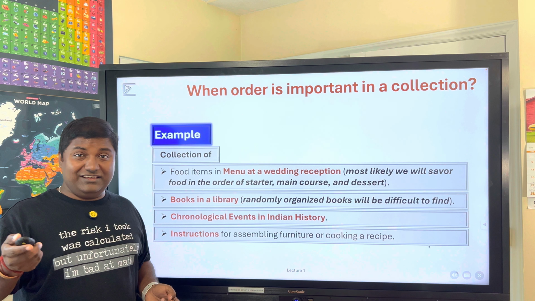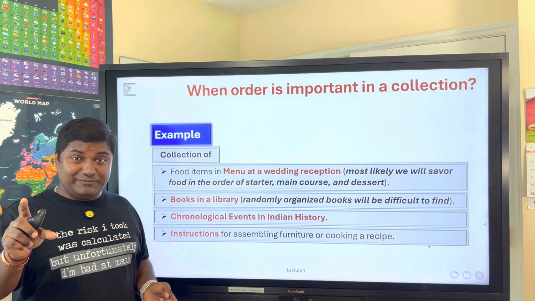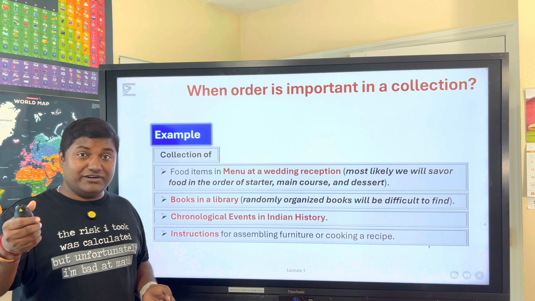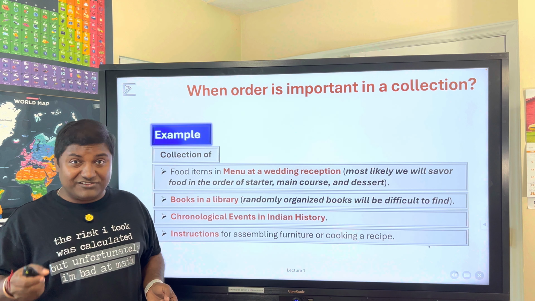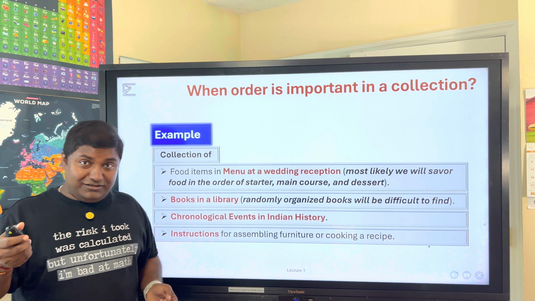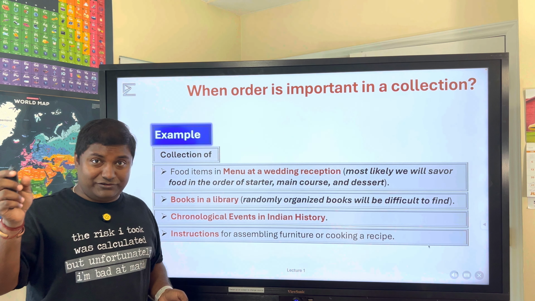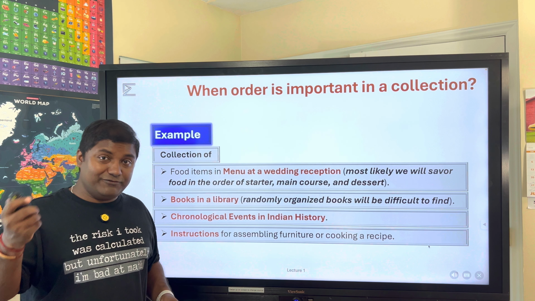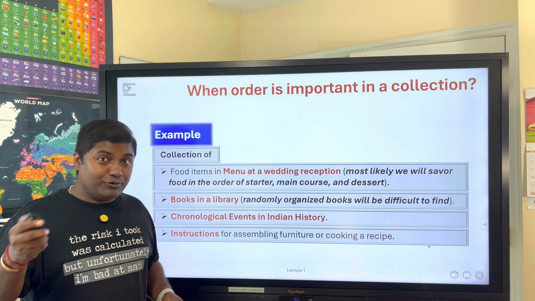So when you see a recipe, which is nothing but a collection of step-by-step instructions to make something, you have to follow the order wherever you are taking the recipe from. If you don't, you are going to mess up the food.